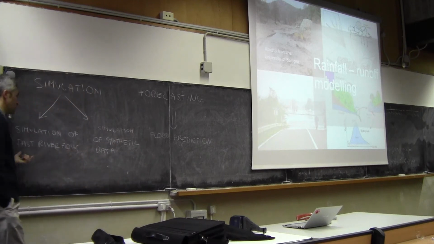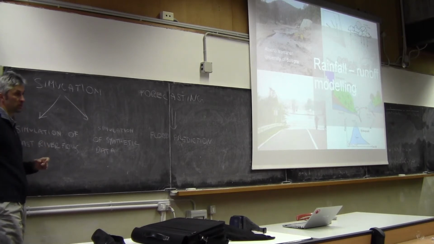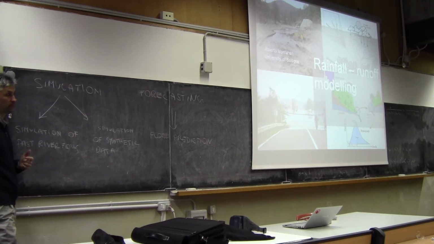In the case of simulation of past river flows, you may have some observed values. And if you have them, then you can check the validity of the model. But you may have not. You could be in a situation where you don't have any past river flow available. So in this case, you couldn't check the model.